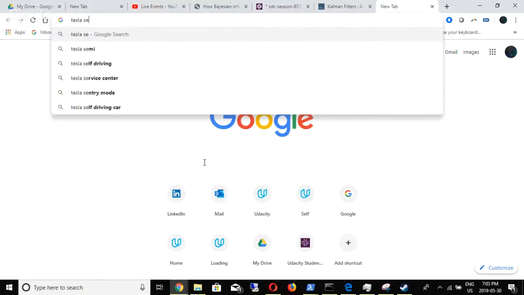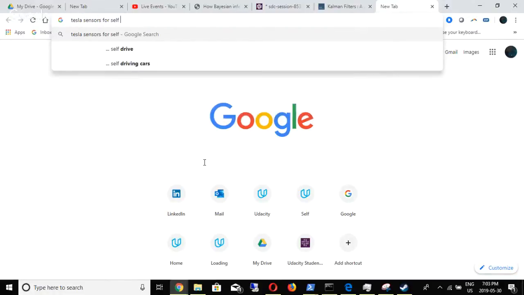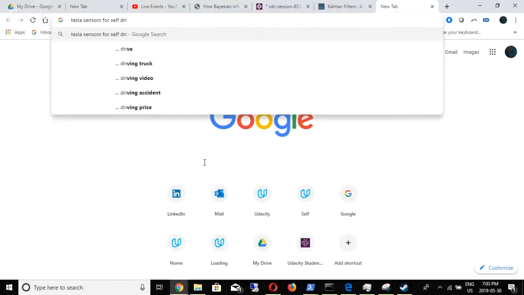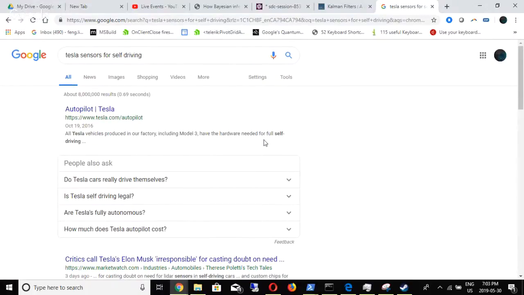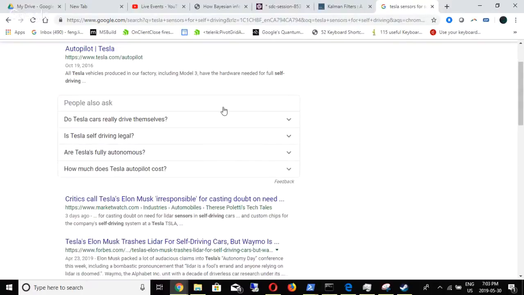Tesla, let's see, sensors. Sensors for self-driving. Yeah. Okay. That's not what we wanted to look at.